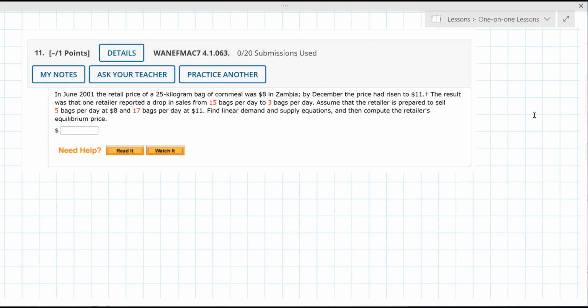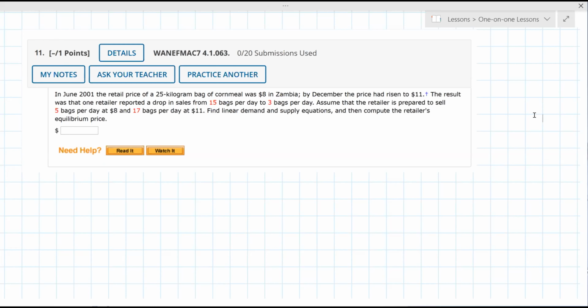Good. All right, so in June 2001, the retail price of a 25 kilogram bag of cornmeal was $8, and the price in December had risen to $11. One seller reported a drop in sales from 15 bags per day to 3 bags per day. Assuming that the retailer is prepared to sell 5 bags per day at $8 and 17 bags per day at $11, find the linear demand and supply equations, then compute the retailer's equilibrium price.